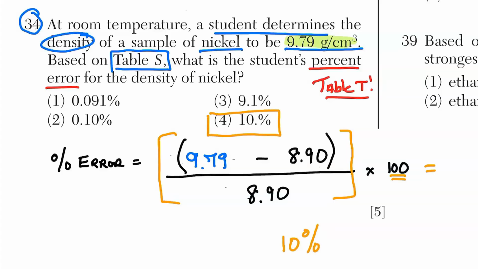So they gave you everything. You just had to know what you were dealing with. They gave you the experimental value, or the measured value from the experiment. You had to look up the known or the accepted value from table S, and of course table T gave you the entire equation. On to number 35.